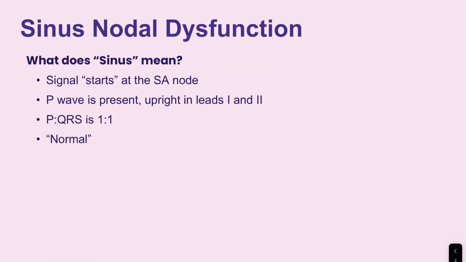Before we get started, though, I really want to talk about what does sinus actually mean. Okay, it means it starts at the SA node. The P wave is present, it's upright in leads 1 and 2, the P to QRS ratio is 1 to 1, and for all intents and purposes here, your rhythm strip, it's normal sinus rhythm.